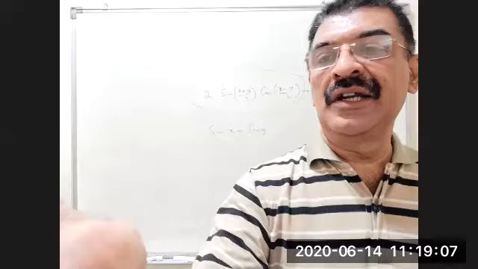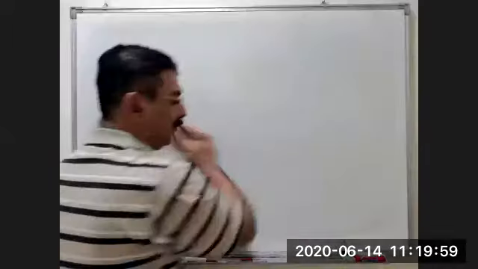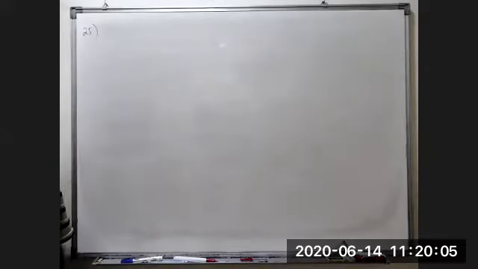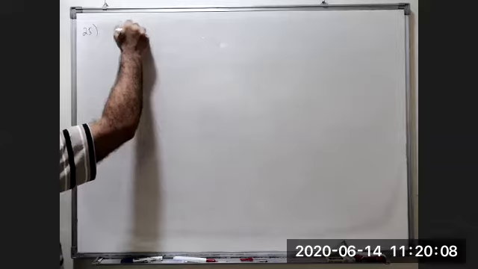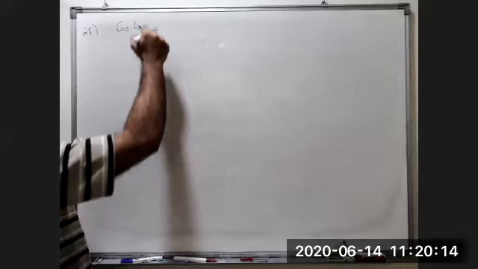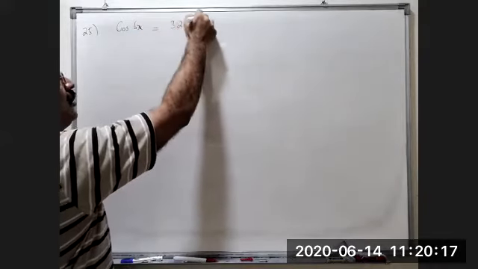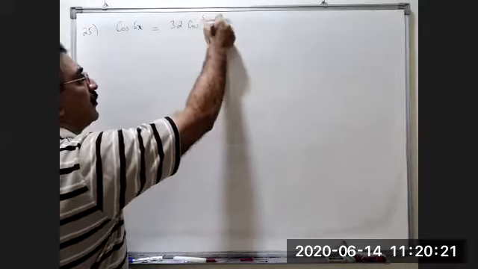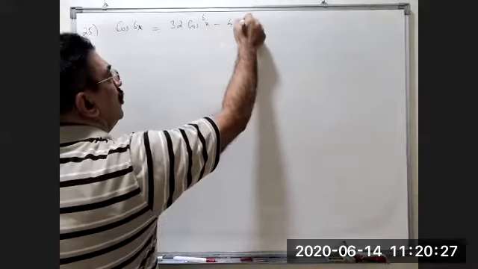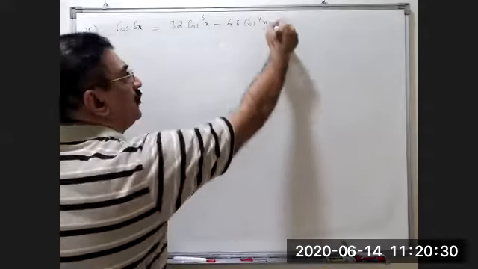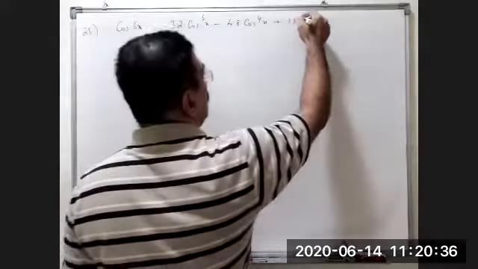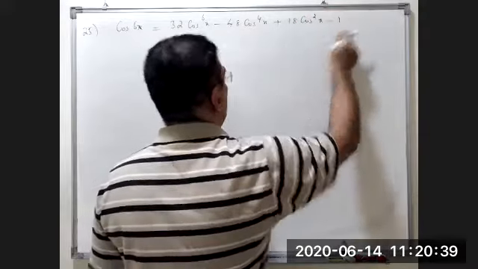If we start with question number 25, the question is to prove that cos 6x is equal to 32 cos raised to 6 x minus 48 cos raised to 4 x plus 18 cos square x minus 1.